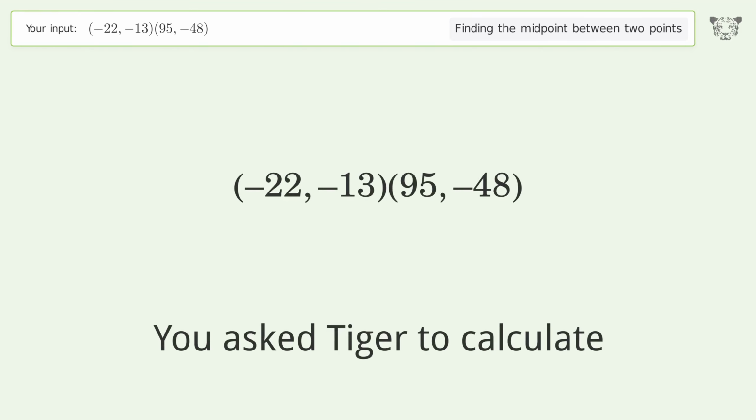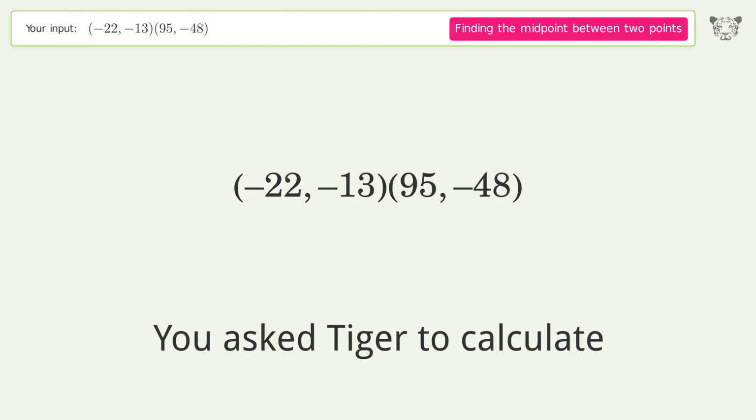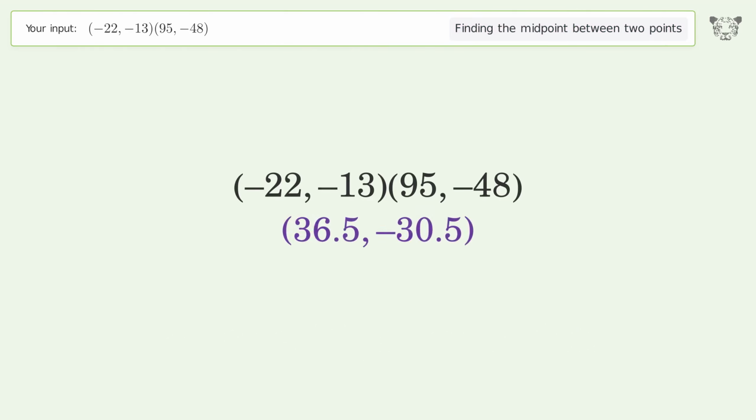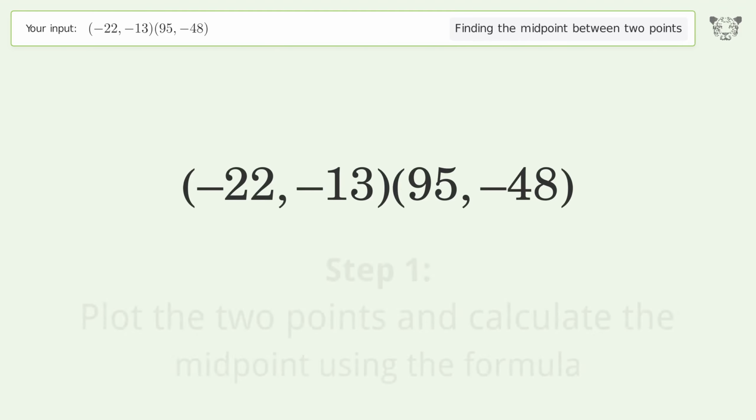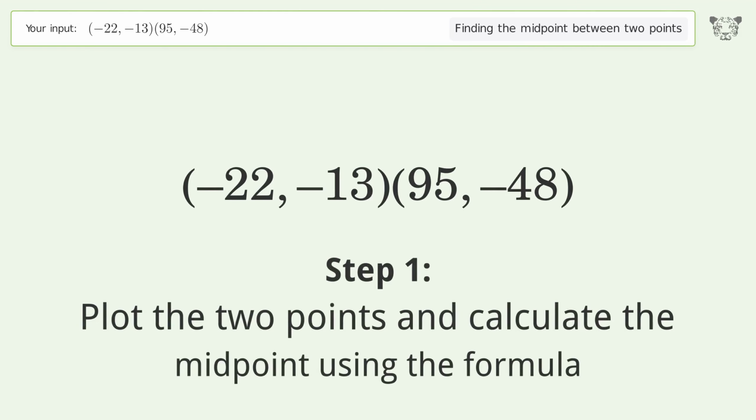You ask Tiger to calculate. This deals with finding the midpoint between 2 points. The midpoint between the 2 points is 36.5, negative 30.5. Let's solve it step by step. Plot the 2 points and calculate the midpoint using the formula.